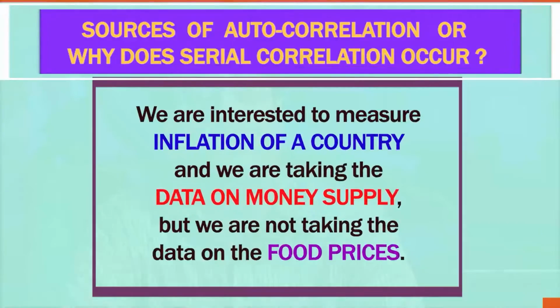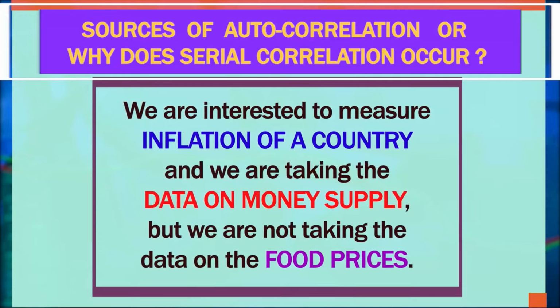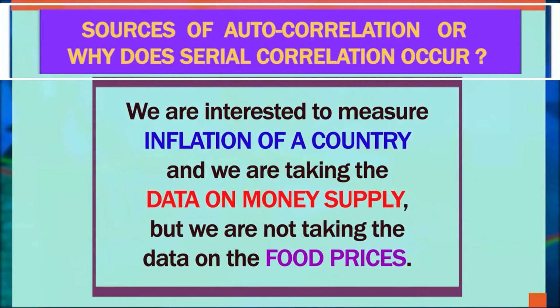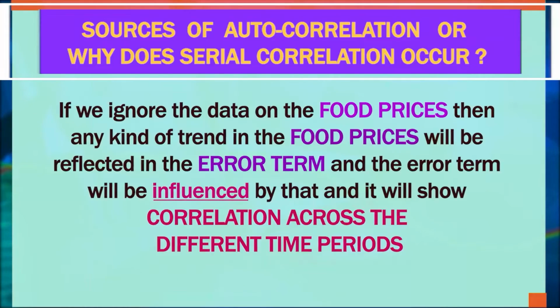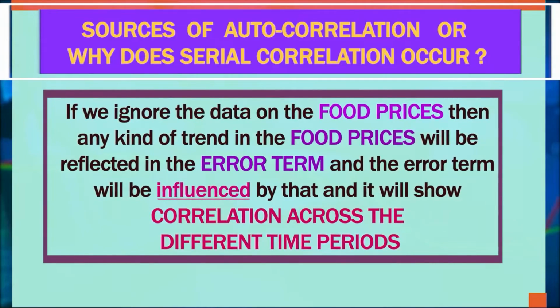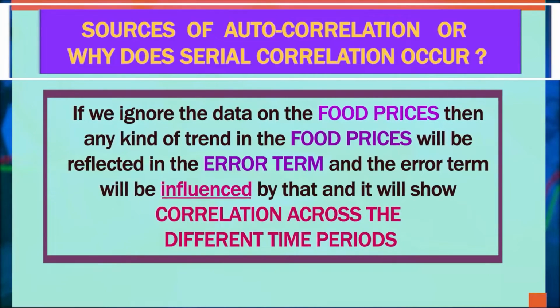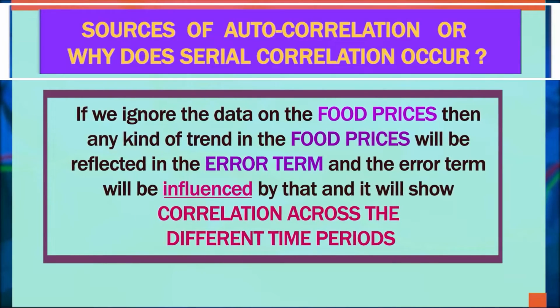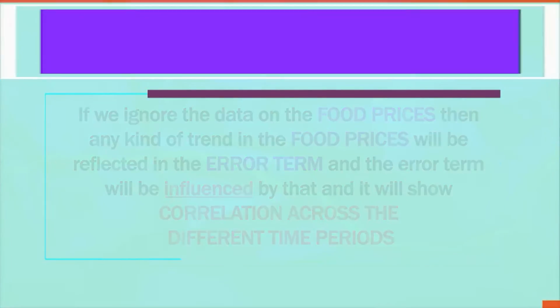For example, we are interested in measuring the inflation of a country and we are taking the data on money supply, but we are not taking the data on food prices. See, if we ignore the data on food prices, then any kind of trend in the food prices will be reflected in the error term, and the error term will be influenced by that, and it will show correlation across the different time periods. So this is an example of how a misspecification of a model can cause autocorrelation.